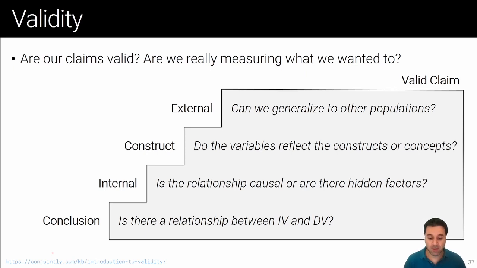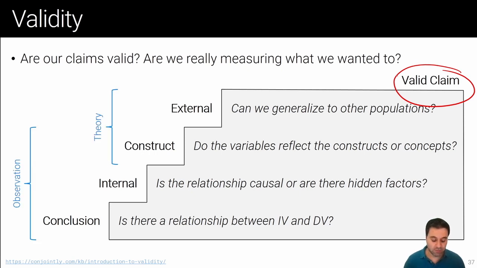And if we can be sure that we meet all these 4 types of validity, then finally we can say that we have a valid claim. So whatever conclusion we draw from our study, we are sure that it's valid, that it's actually holding.